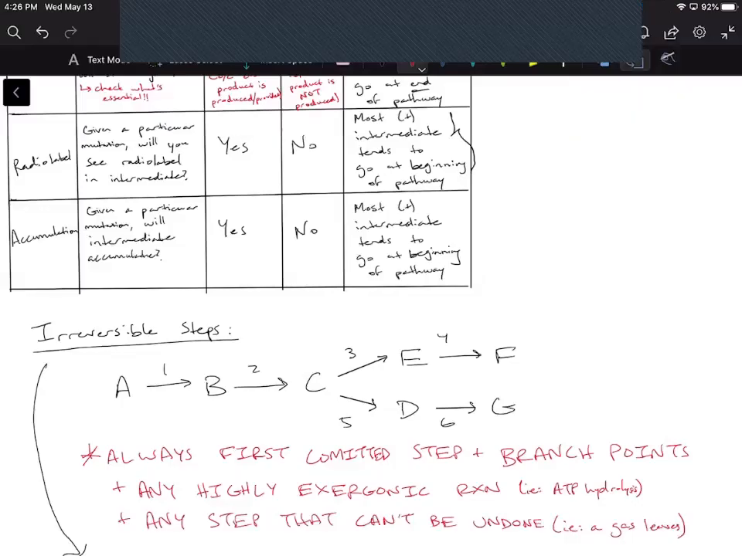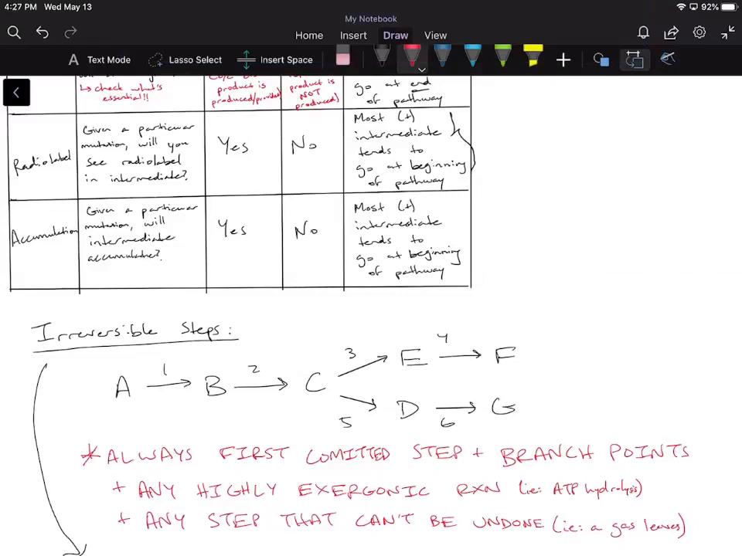Okay, so I thought I could also add a small note about the irreversible steps that you're going to be seeing in your pathway. So the idea here is that irreversible steps, as it says in their name, are not reversible, okay? Meaning that it's probably better to regulate those steps. And the general steps that you're going to see in any pathway that are going to be irreversible are the first committed step and branch points.